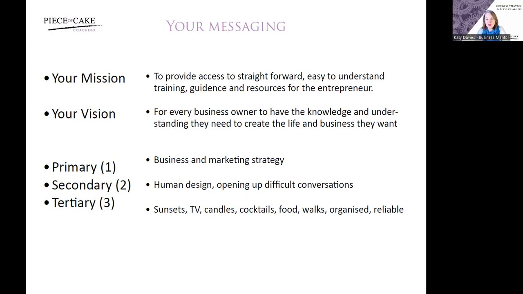I like lighting candles. If I go out, I'll be drinking a cocktail. I love food. I've got an air fryer. Everybody was all about my air fryer. I like going for walks, and I'm super organized. Whenever I ask anybody to describe me, I always get organized and reliable, which doesn't sound like the sexiest way of describing me, but it's good for what I do for my business.